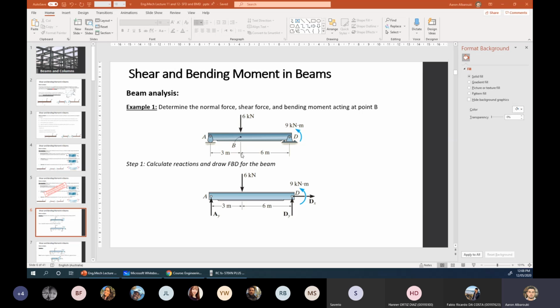So if I need to calculate that, what did we agree to do? The first thing, we draw the free body diagram. Can you guys please draw the free body diagram and find the reactions for this beam? Thank you.